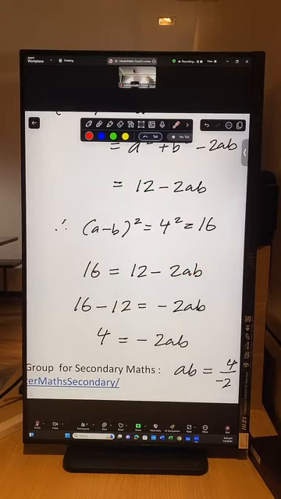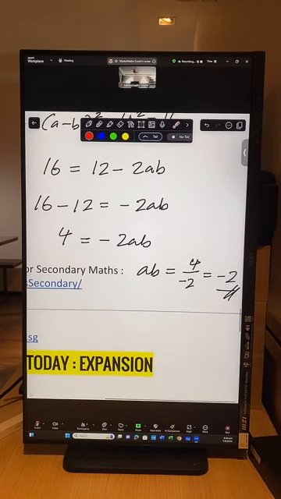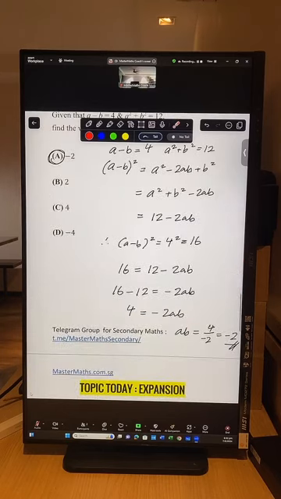And then if I subtract 12 on both sides, I get 16 minus 12, which is 4. I subtract 12 on the right hand side, I'm left with negative 2ab. So if 4 is equal to negative 2ab, ab will be 4 divided by negative 2, which is negative 2. Alright? Okay, no problem. For those of you who might have made a slight mistake, at least now you know better. Sometimes you are careless, then a bit of a problem lah.